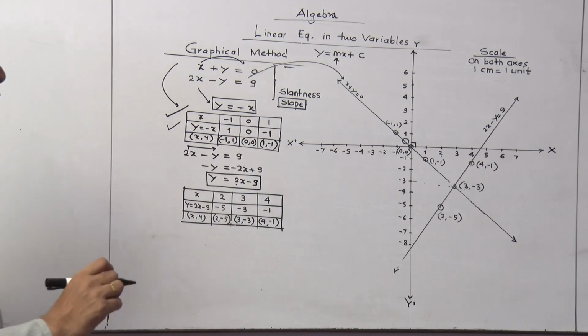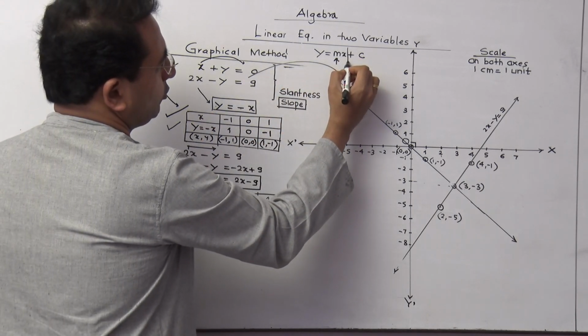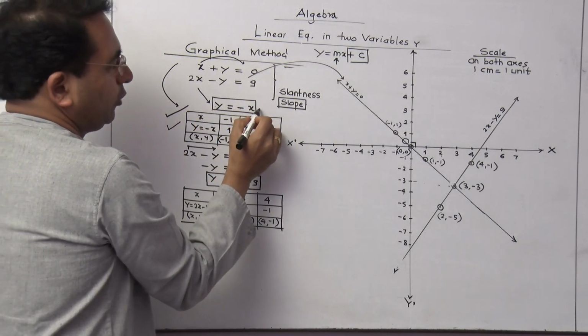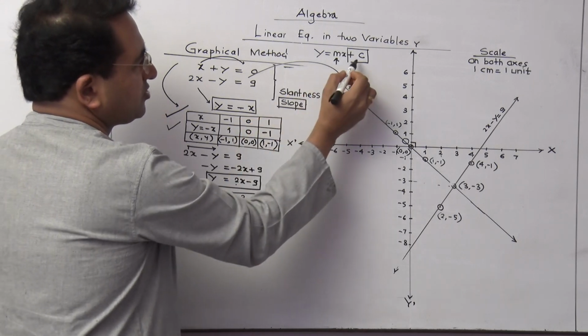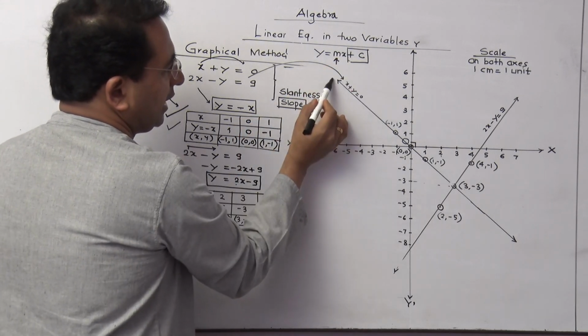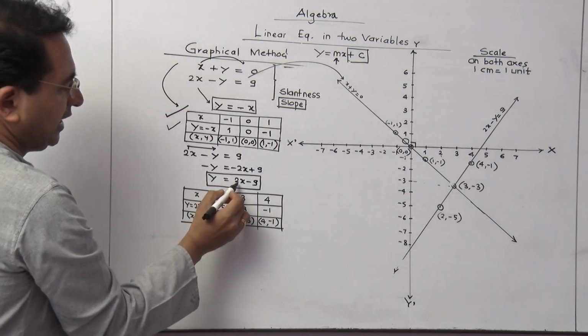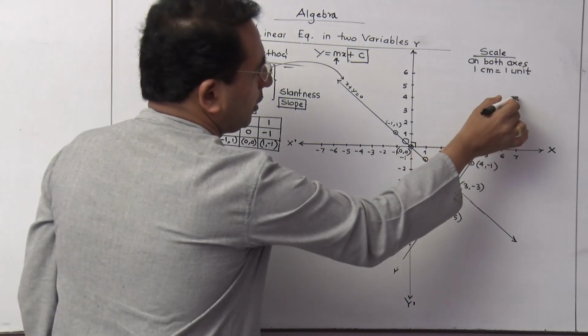One more thing I want to clarify here. There is an equation of this type, y = mx + c. Now in this question, c is 0. So in an equation where this constant part is not present, that line will always pass through the origin. If the line has a constant, that line will never pass through the origin.